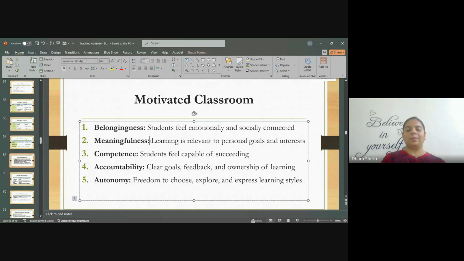Meaningfulness. Belongingness is like, we have pride in our alma mater, like this is my college, this is my school. That is a sense of belongingness. Or this is my class, this is my division. Meaningfulness is when whatever you are learning is relevant to your personal goals and interests. It is going to help you achieve a goal. That is, help you achieve the goal of completing your 12th standard, complete your learning process, and then go to college. Competence. Students feel capable of succeeding.